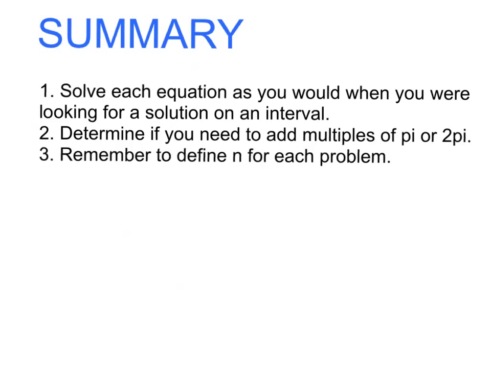So here's your summary. You're going to solve the equations just as you did before when you were looking for a solution on an interval. We were just looking between 0 and 2 pi before. So everything stays the same, except that this time you've got to decide if your coterminal angles would be found by adding multiples of pi or 2 pi. And you write that down, and you remember to define n for each problem, that n is always going to be an integer.